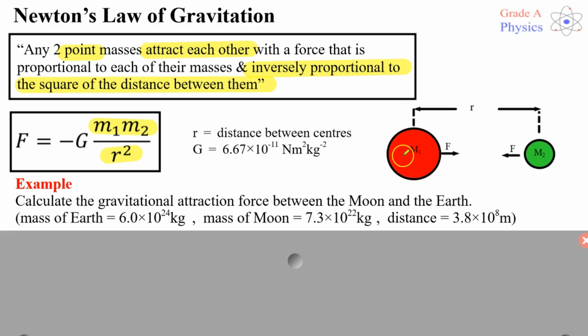But it's actually the distance between their center of masses, and that's given the symbol r. So just watch out for that. It's not necessarily the radius, it's the distance between the centers. Okay, so this is our general relationship.